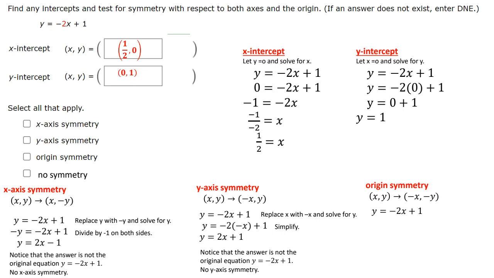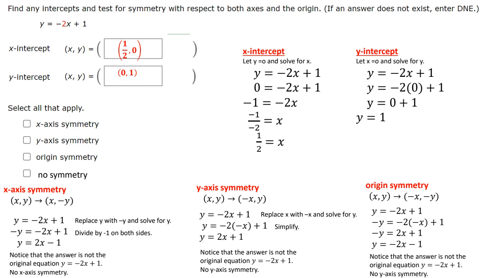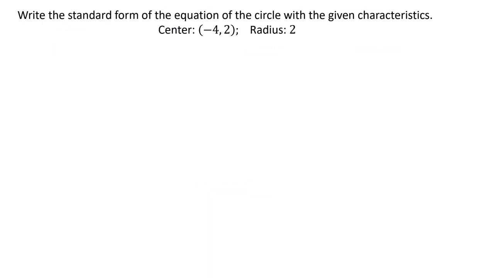To check for the origin symmetry, we replace both the x and the y with a negative. When we do this, we see that it also does not match. So this particular problem has no x-axis, y-axis, or origin symmetry. Okay, all right, so let's look at this example.